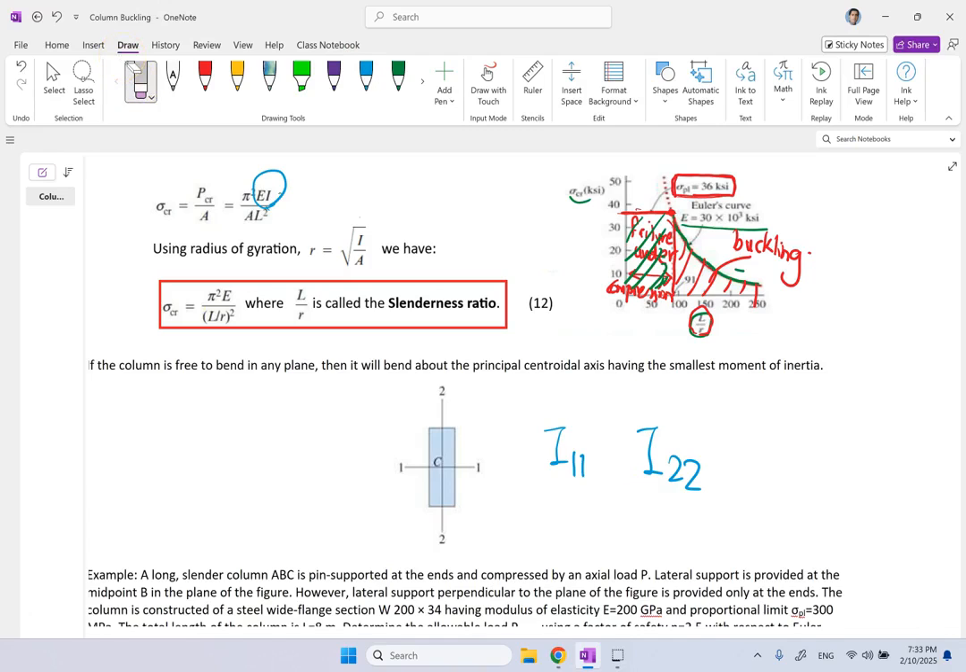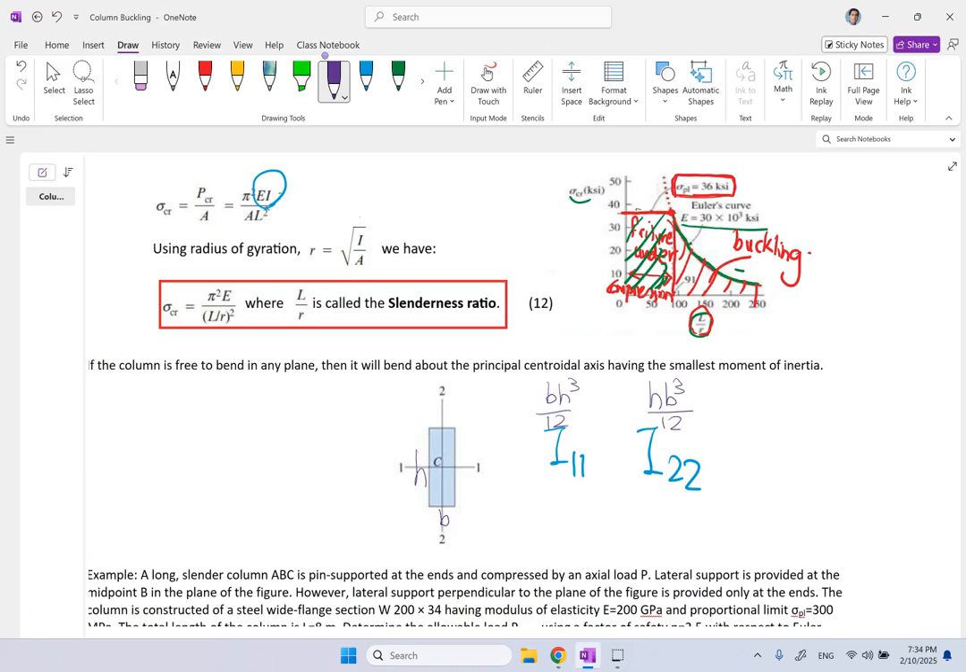Now in this case, actually I1,1 is bigger because the section is taller along the 2, 2 direction. And if you remember, if this is H and B, this I1,1 is what? This is BH cubed over 12. This one is HB cubed over 12.